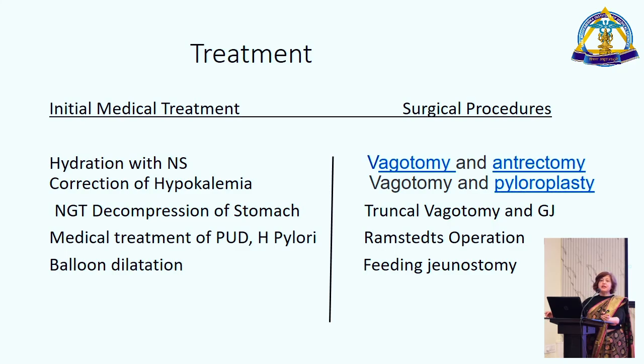The medical treatment, if there is an underlying pathology like peptic ulcer disease or H. pylori, which is the reason for gastric outlet obstruction, can be given. And then the initial medical management can also consist of balloon dilatation, not really practiced much by surgeons, but if it's a pliable obstruction, one can. The surgical procedures, just to tell you the names: vagotomy and antrectomy, vagotomy and pyloroplasty, truncal vagotomy and gastrojejunostomy, Ramstedt's operation in children, and feeding jejunostomy as a palliative measure.